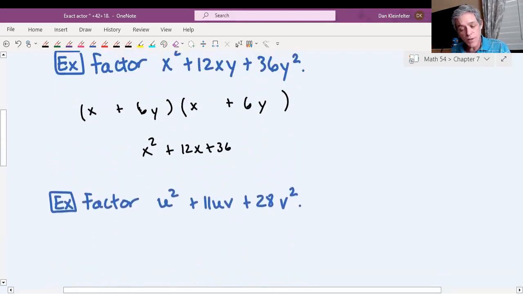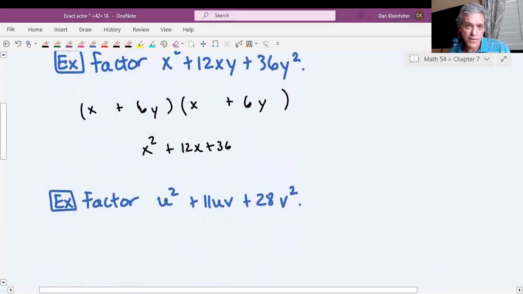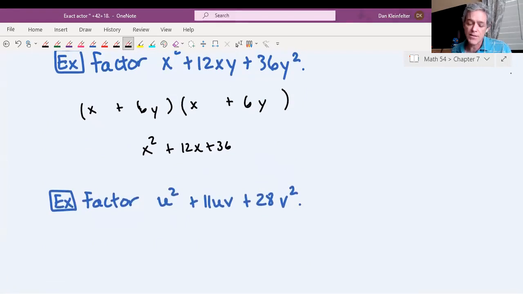All right, here's one for you to try. I've left the work up there for the preceding example, so you can use that as a model if you need. Take a minute, pause the video, try this one with the u and the v in it, and then restart the video and see how you did.